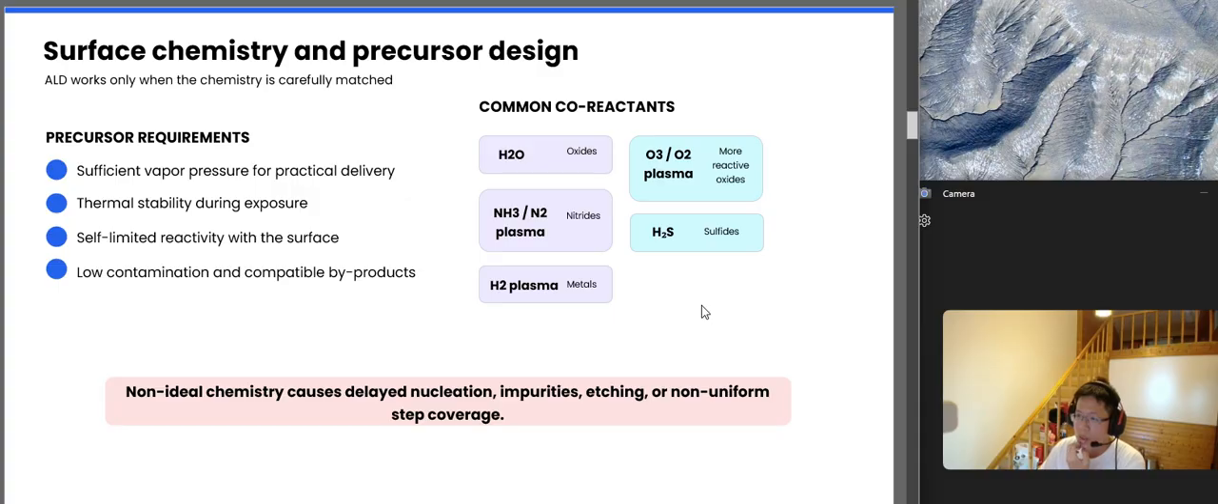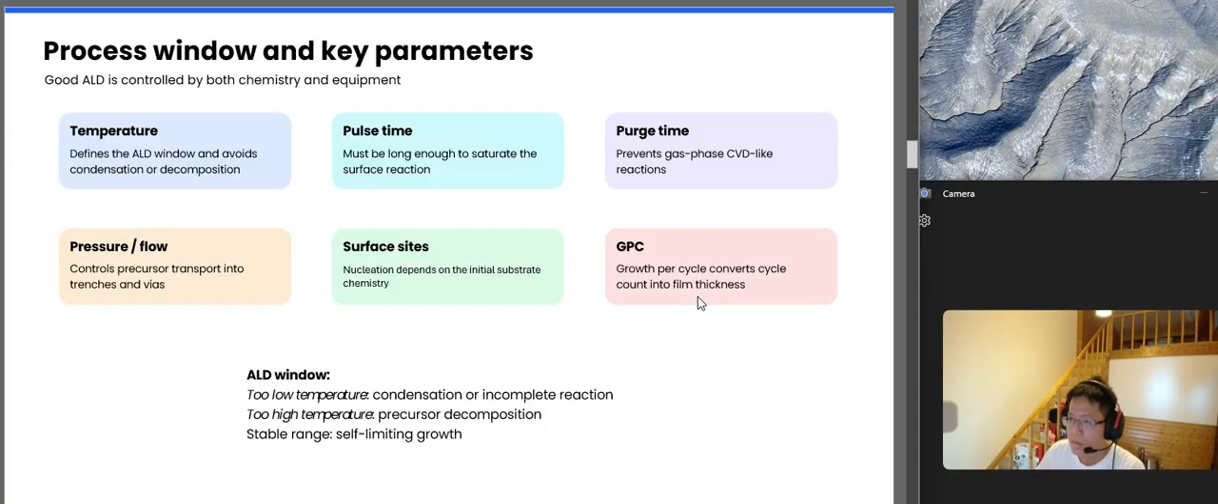And obviously, precursors are quite crucial in ALD. As you can see, non-ideal chemistry causes delayed nucleation, impurity issues, or non-conformal step coverage. Other common co-reactants include water or H2 plasma, and O3 or O2 plasma can also be used as co-reactants.